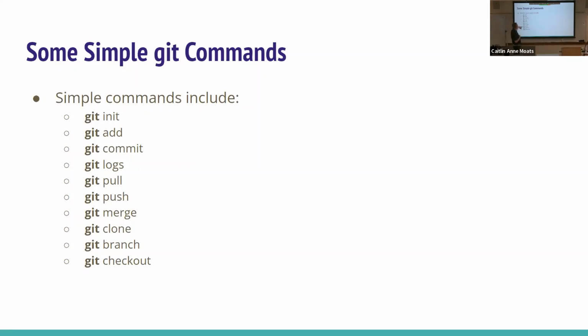I already talked about clone. Branch just creates a new branch. Okay, I want a new branch to try some things out. And checkout is what we can use to move from one branch to another. It's like, I'm on the main branch, I want to go to this other branch, or this other branch. The cool thing is, you can make as many branches as you want.